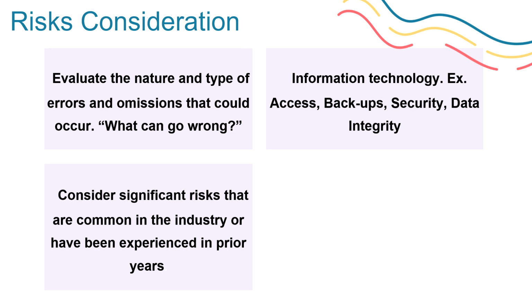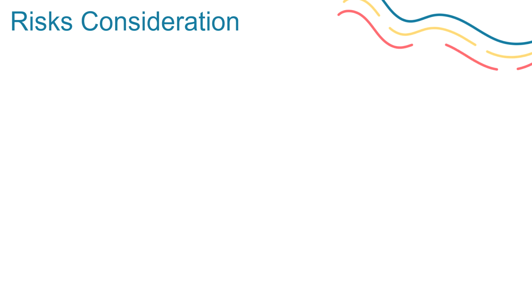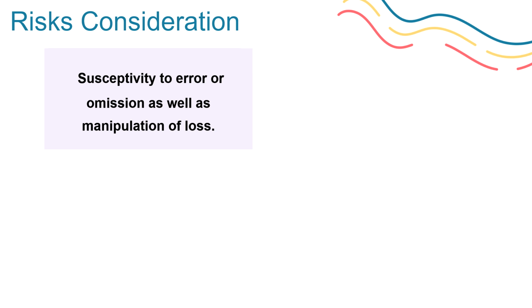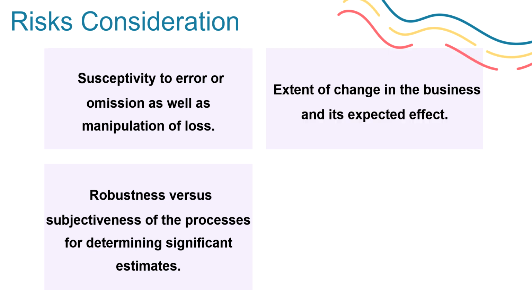Example is the access, backup, security, and data integrity. Number 4 is other risks that extend beyond potential material errors or omissions in the financial statement. Number 5 is susceptibility to error or omission as well as manipulation or loss. Number 6 is robustness versus subjectiveness of the process for determining significant estimates. And then we have the extent of change in the business and its expected effect.